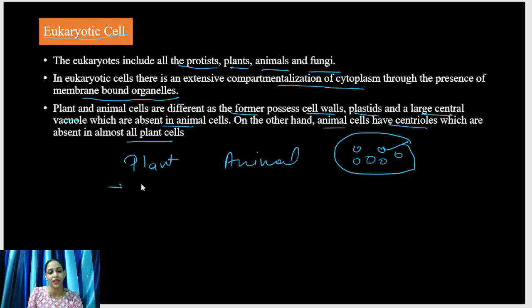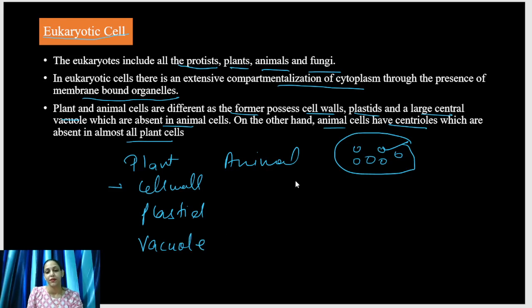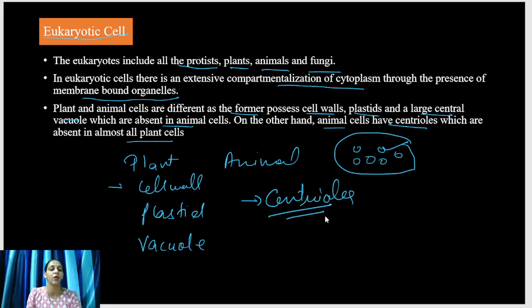Plant cell have cell wall, plastid, and vacuole. On the other hand, animal cells have centrioles, and these are absent in almost all the plant cells.